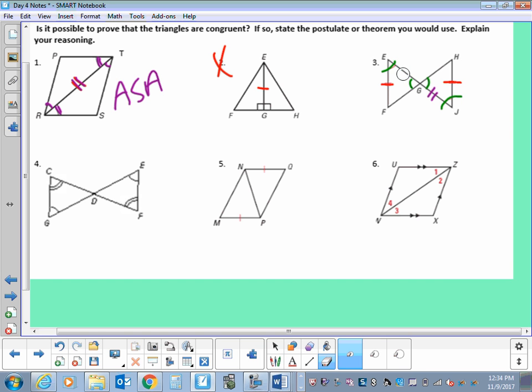So if I take a look at this, what do I have here? Angle, side, angle? Angle, angle, side. Yep, let's go in order. Angle, angle, side.